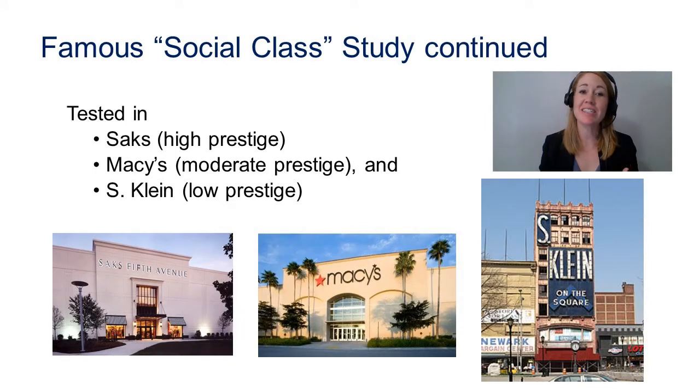Anyways, he tested this by going to 3 different department stores, Saks, Macy's, and Klein's. Klein's doesn't exist anymore, and I really don't know what to compare it to in our society. To some extent, maybe Walmart, but I think all of us shop at Walmart anymore, so maybe like a dollar store. But anyway, Saks is the upper class store, Macy's is for the middle class, and Klein's is for the lower class.